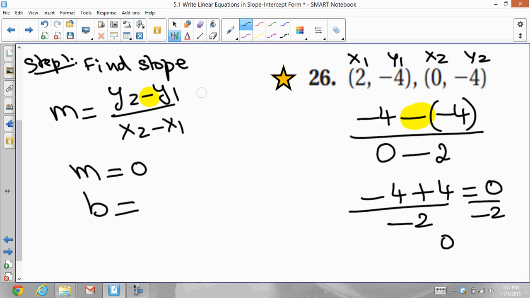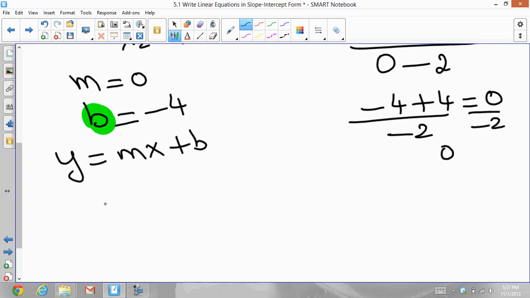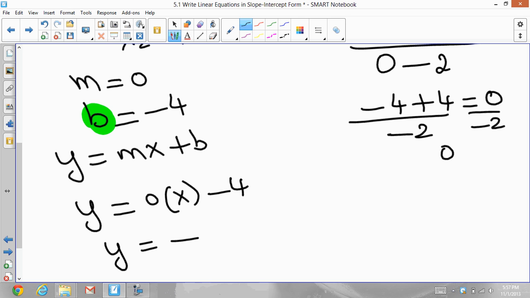Going back to this question, where you are given the points, I am looking at 0, negative 4. This will be my y-intercept because my x is 0. If you want to find the y-intercept, your x has to be 0. That is the point where the line touches the y-axis. So the y-intercept in this case is negative 4, which basically means you got your equation y equals mx plus b, and you got y equals 0 times x minus 4, so y is equal to negative 4.